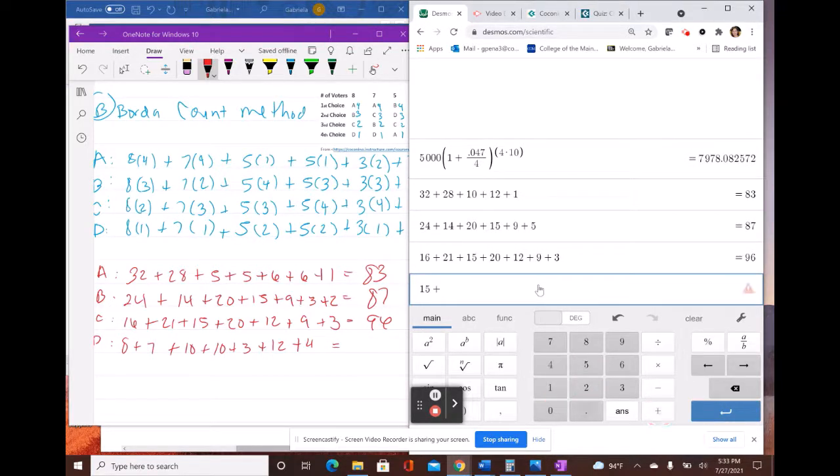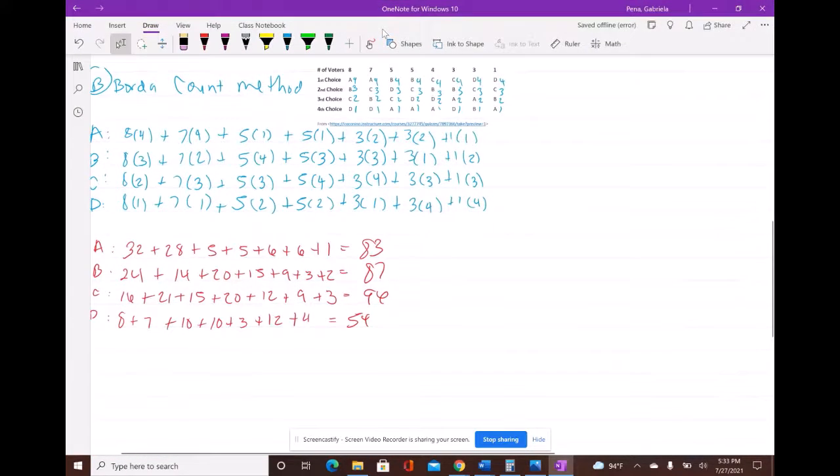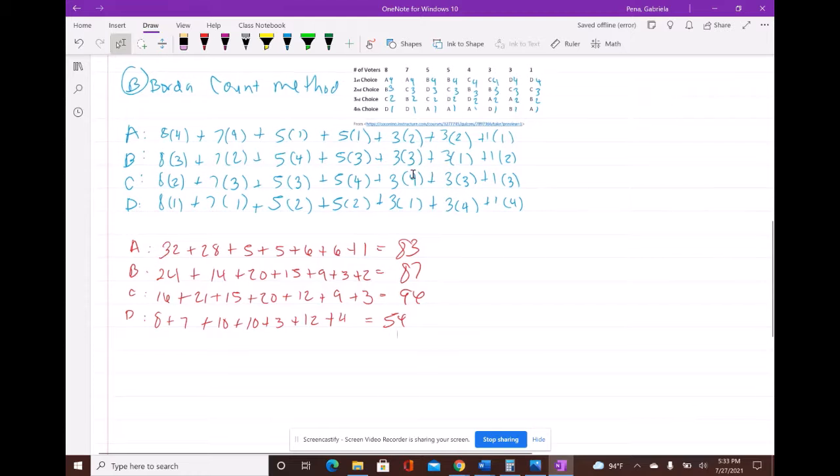15 from the 8 and the 7. 20 from 10 and 10. 15 from 3 and 12 plus 4. It's 54. So who had the most votes here for the Borda count method? It is definitely C.